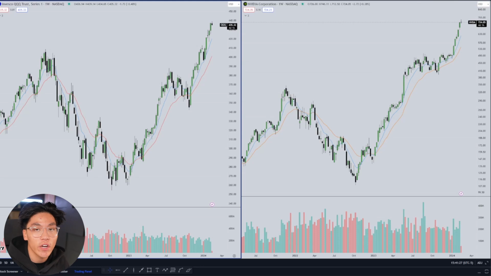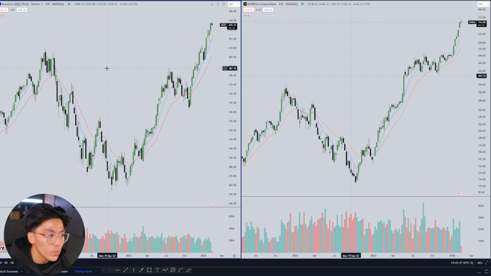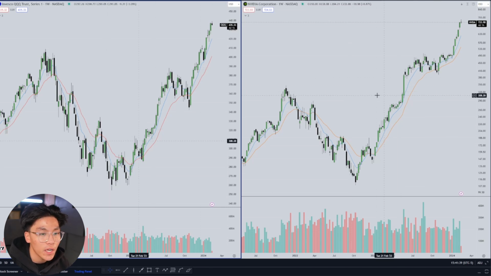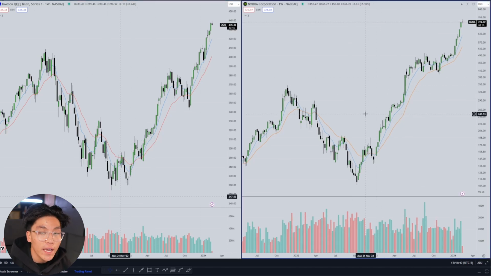So right here is a great example of relative strength. On the right-hand side, this is the NVDA weekly chart, and this is the QQQ weekly chart on the left-hand side. You can see that in the past year and a half, NVDA has been so relatively strong that if you were to look for longs every single day, you would have most likely made money in the past year and a half.